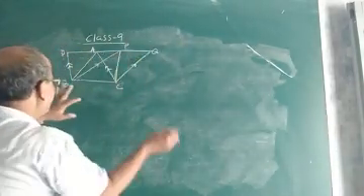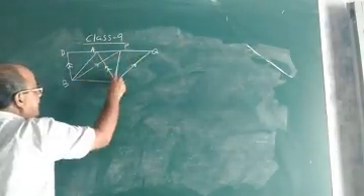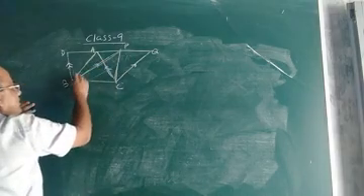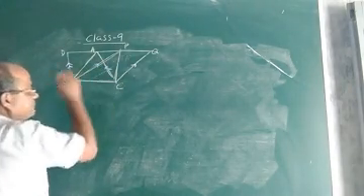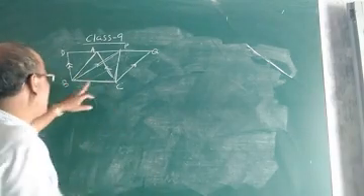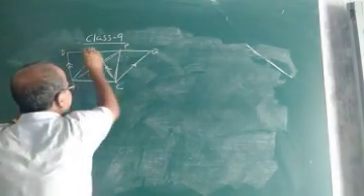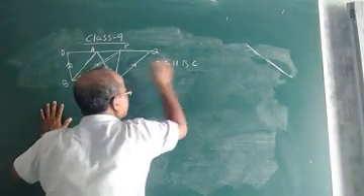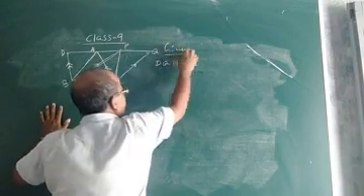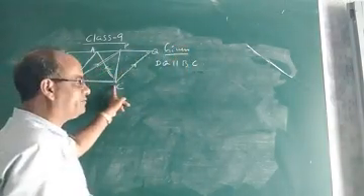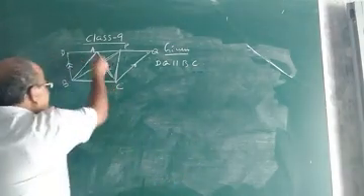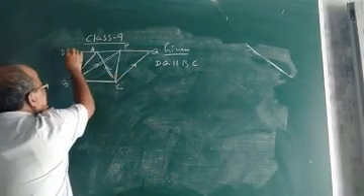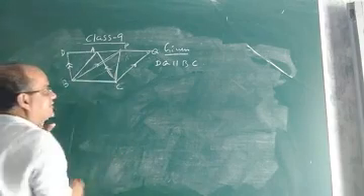See children, suppose ABC is one triangle, PBC is another triangle. Now look at triangle ABC and triangle PBC. They stand on the same base BC, no doubt. And suppose DQ is parallel to BC. This is given. It is given that DQ is parallel to BC. What does it mean? It means triangle ABC and triangle PBC lie on the same base BC and between the same parallels DQ and BC. Okay.